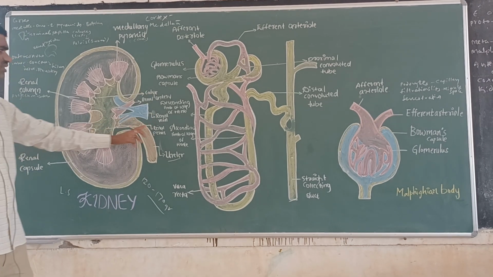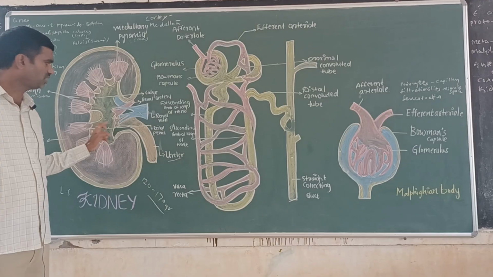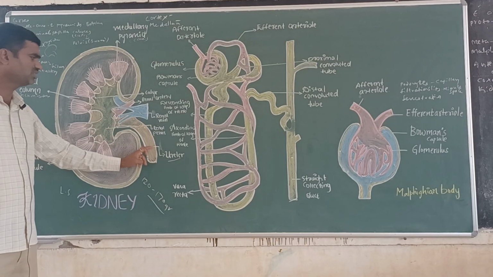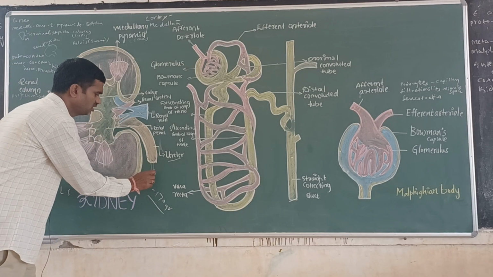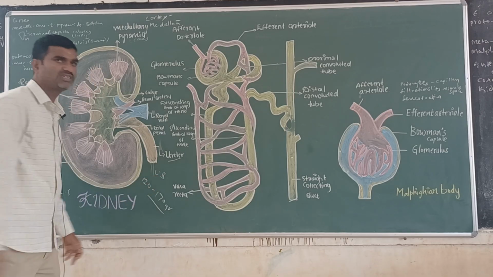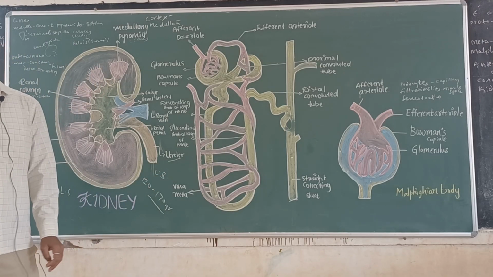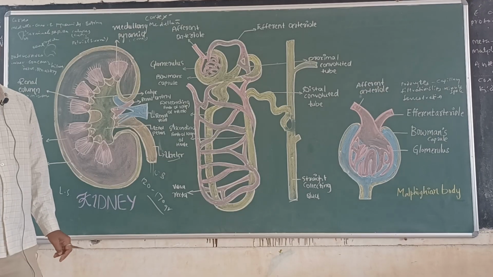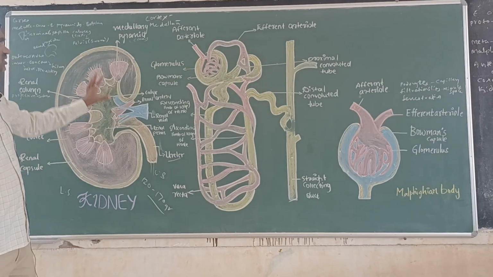Next, this is the renal pelvis part. It is the ureter. Through the ureter, the next region is the urinary bladder. Through the urinary bladder and the urethra, the urine passes to the outside. So this is the structure of the kidney.